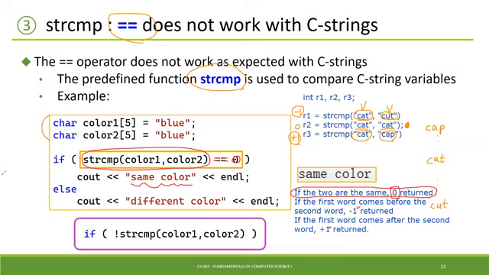So for this function, it only returns 3 values. It's either 0 or -1 or +1. We only know which word comes first and which word comes second. Some compilers will return some other value. I will explain that. So in this case, this is very important.